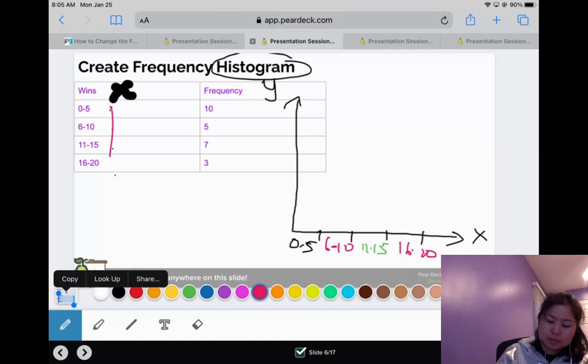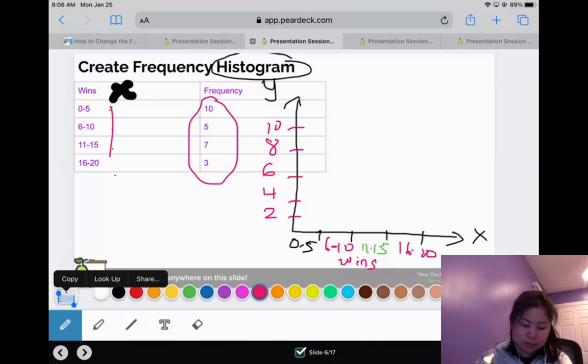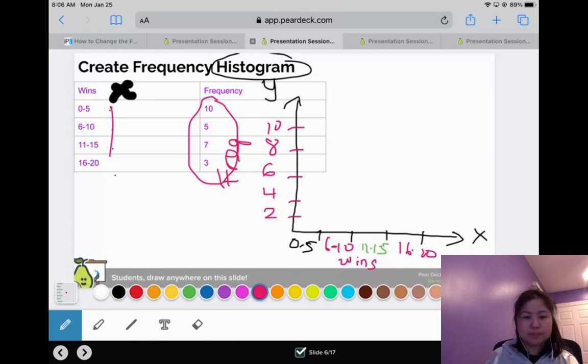For the frequency, the highest is 10 and the lowest is 3. So I know I have to go all the way up to 10. It's up to you. You can do the scale 1, 2, 3, 4, 5 up to 10, or you can increase by 2: 2, 4, 6, 8, 10. I would do 2 for the space that I have. So increase by 2. This one, if I label, is the winds, and then this is the frequency. Okay. Questions so far?